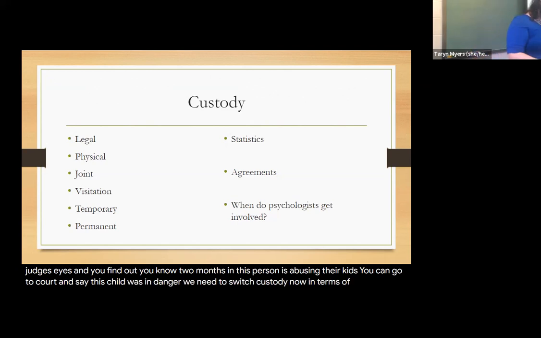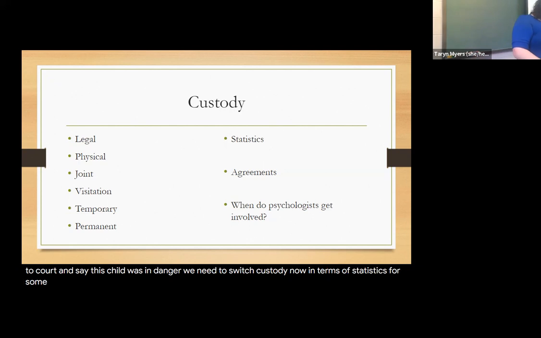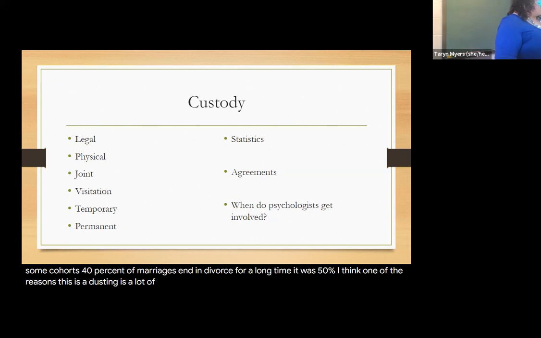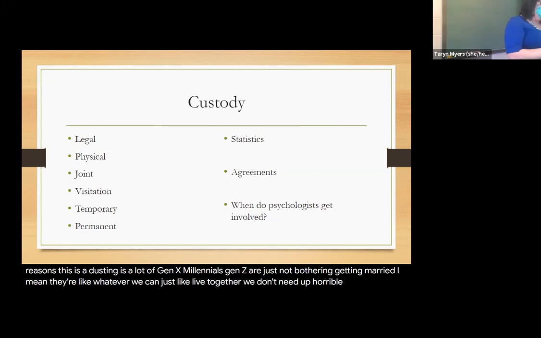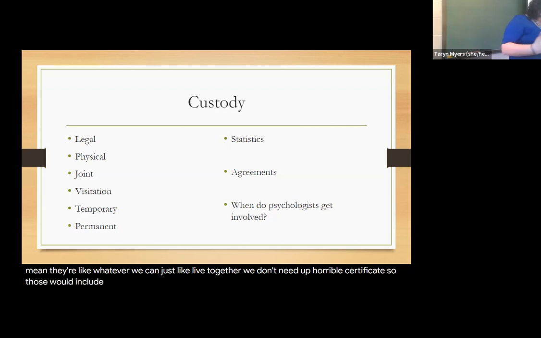Now, in terms of statistics, for some cohorts, 40% of marriages end in divorce. For a long time, it was 50%. I think one of the reasons this is adjusting is a lot of Gen X, millennials, Gen Z are just not bothering getting married. I mean, they're like, whatever, we can just live together. We don't need a formal certificate. So then those wouldn't be documented when there are separations.